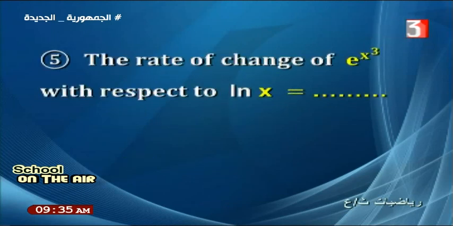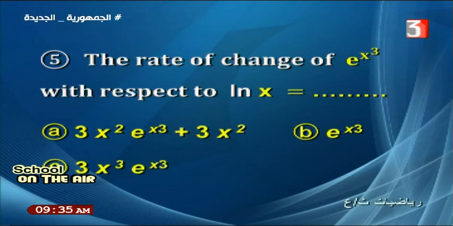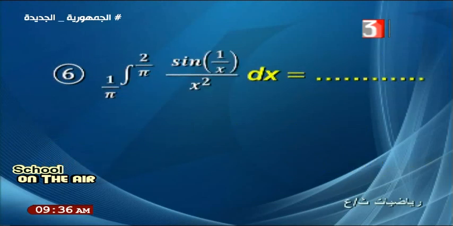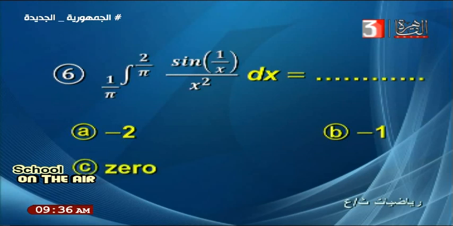Then the rate of change of the function e power x power 3 with respect to ln x equals 3x power 3 e power x power 3, which is the letter C. The definite integral of the function sine 1 over x power 2 dx from 1 over pi to 2 over pi equals: negative 2, negative 1, 0, or positive 1.